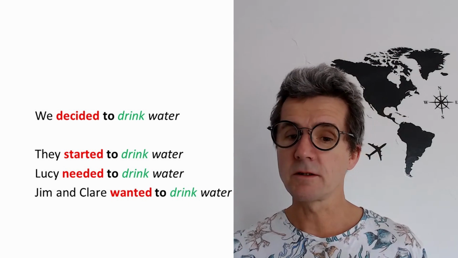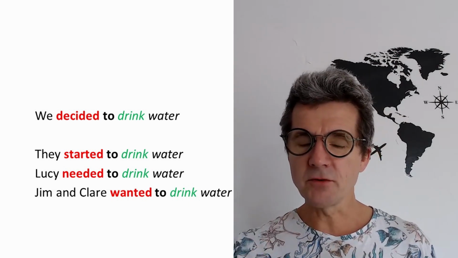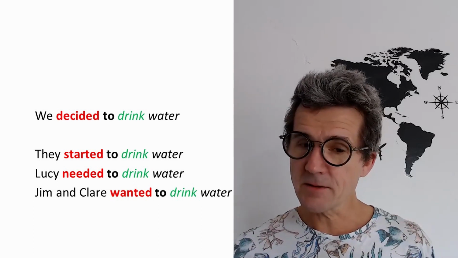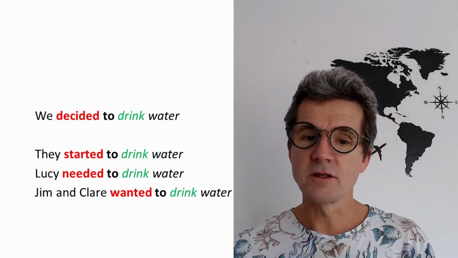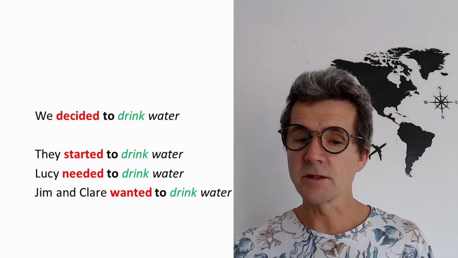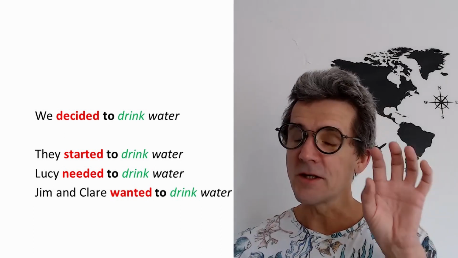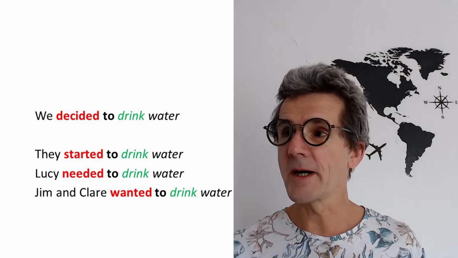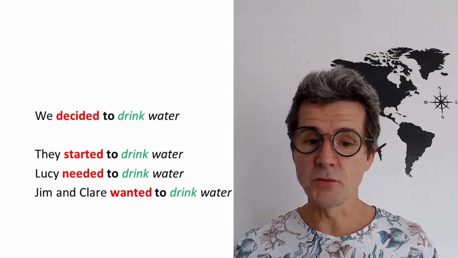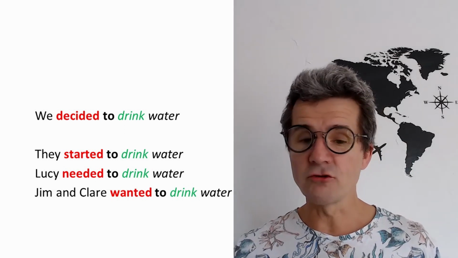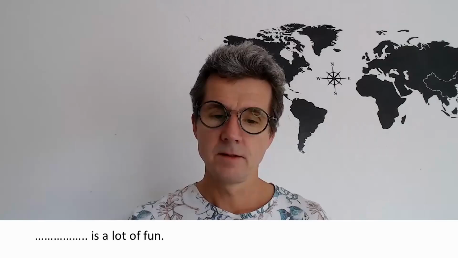We decided to drink water. So it's a plus a type 1. And we saw this pattern before. So we're talking about the past. And we kind of got two actions after each other. So decide and drink water. But in English, we have this pattern where we use a type 2 first, followed by a type 1. Some other examples, they started to drink water. Lucy needed to drink water. Jim and Claire wanted to drink water.